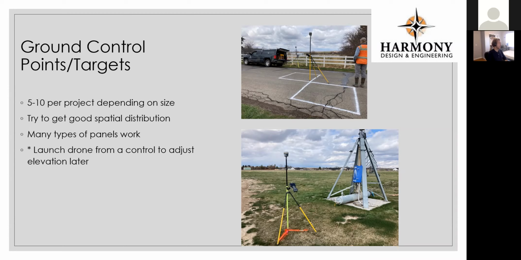We generally go for 5 to 10 ground control points per area of interest or per project. Launching from a ground control point so you can adjust the image altitudes is a handy pointer. It just allows you to get a more accurate elevation product.